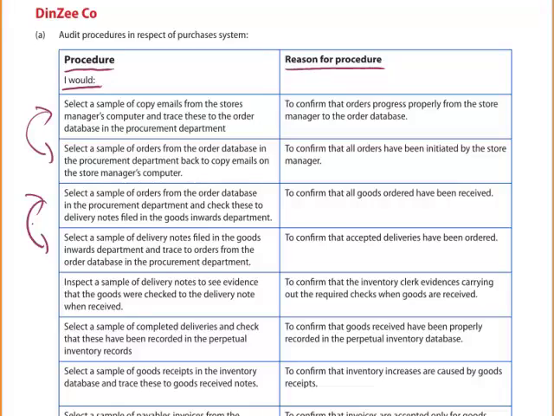The second two also form a pair. We're going from orders in the order database to delivery notes, but we're also going from delivery notes back to the orders. Both are important. We want to make sure every order produces a delivery, but it's also important for us to verify that we don't have deliveries being accepted if there wasn't an order. These two also form a pair. We're going from completed deliveries to perpetual inventories, and we're going back from the perpetual inventories to the deliveries.